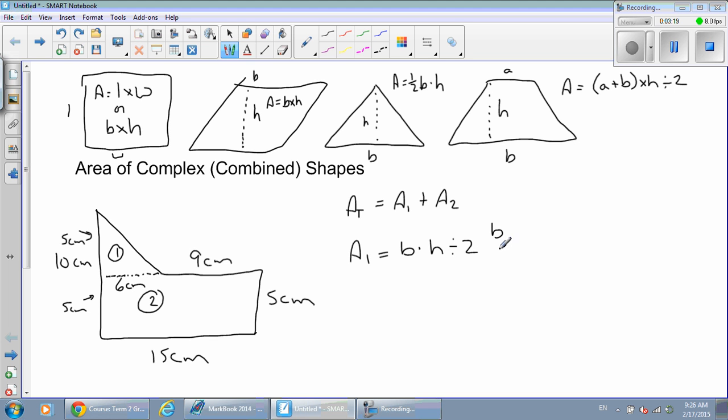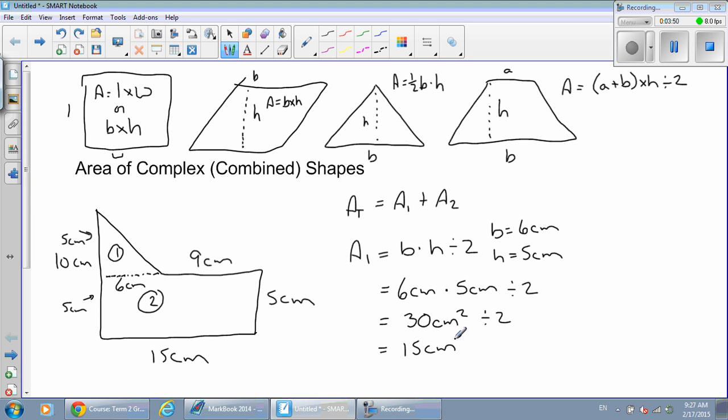And then I start putting in the variables I know. I know the base is 6 centimeters. I know the height is 5 centimeters. Sub in and solve, and it's that easy. These are both line lengths. When line lengths are multiplied together, they make an area. Remember your unit math. So 30 centimeters squared, we divide by 2. The area of the first shape is equal to 15 centimeters squared.